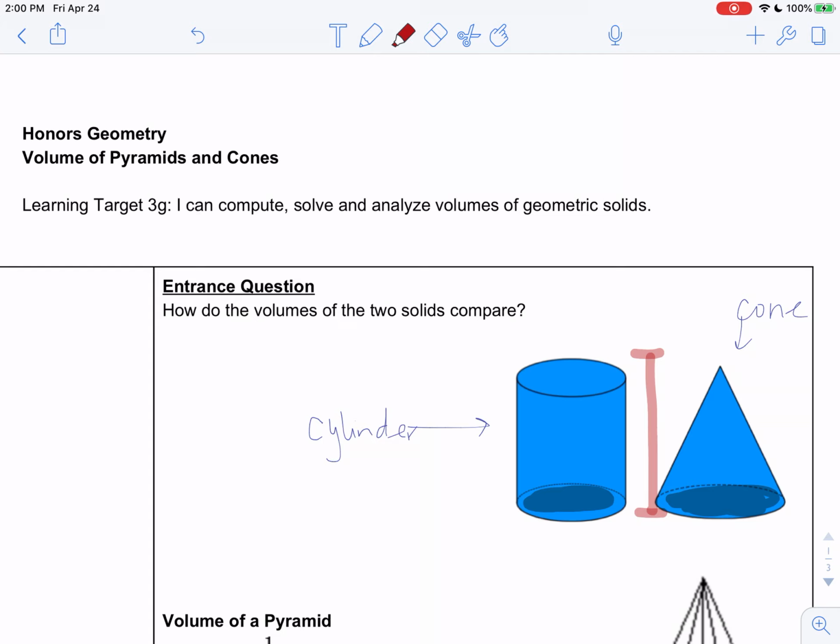Okay, hopefully you had a chance to pause the video, and let's check out what's happening with this quick little video clip.